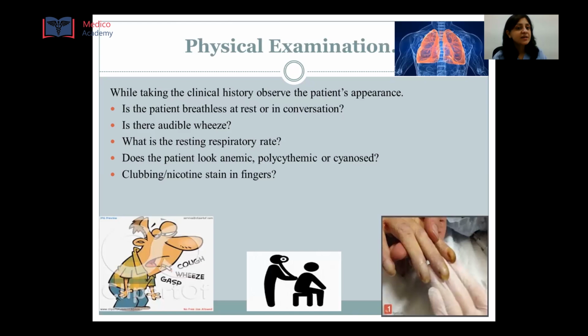Coming on to the next, physical examination. The physical examination starts right when you are taking the history. While the patient is telling you his or her history, you are observing the patient's appearance. What are you observing? Is the patient breathless at rest or in conversation? Is there any audible wheeze? What is the resting respiratory rate? Does the patient look anemic, polycythemic, or cyanosed? Can you see any kind of clubbing or nicotine stain on the fingers?